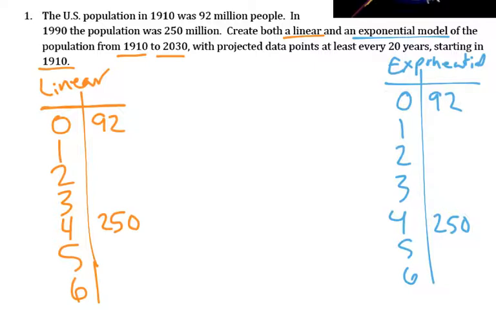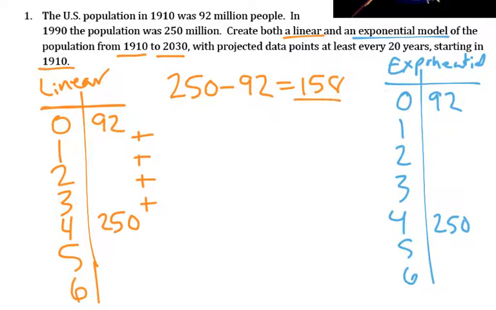So, linear. To get this one, we take the last number, subtract the first number, right? 250 minus 92. Let me get out my calculator. So 158. Then we have to add once, twice, 3 times, 4 times, right? So 158 divided by 4 gives us about 39.5. So we're adding 39.5 million people every period. That's a constant rate.